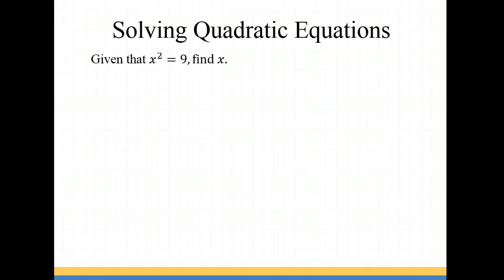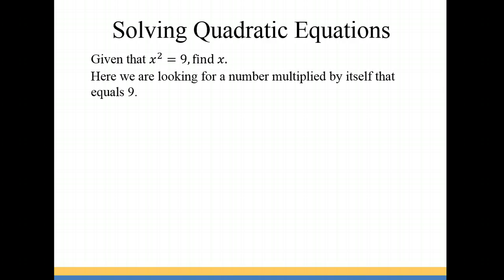We're given that x squared equals 9, and we want to be able to find x. So we're looking for a number that multiplies by itself that gives you 9. Of course, that number is 3. 3 times 3 is 9, or you could say that 3 squared is equal to 9.